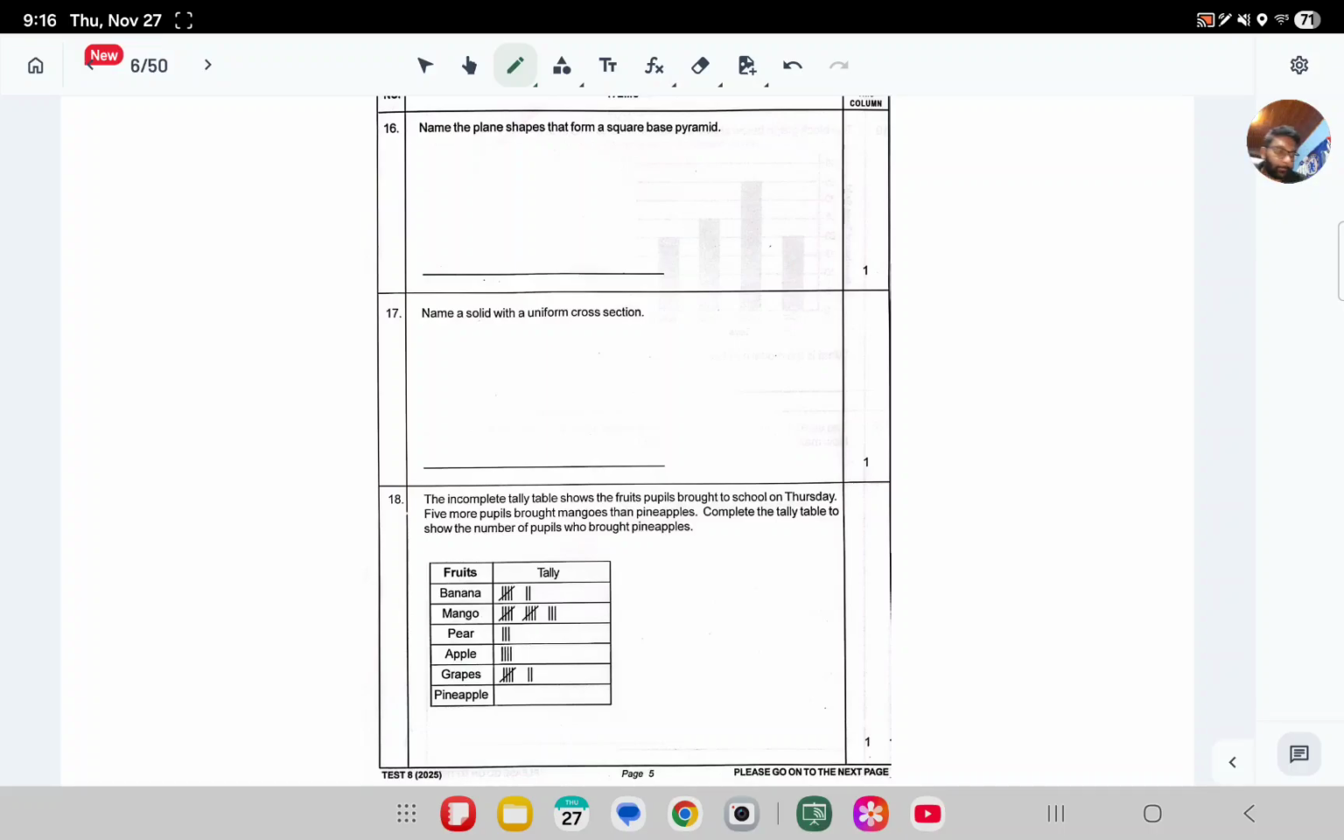Number 16. Name the plane shapes that form a square base pyramid. Well, that's simple. Square and triangle.